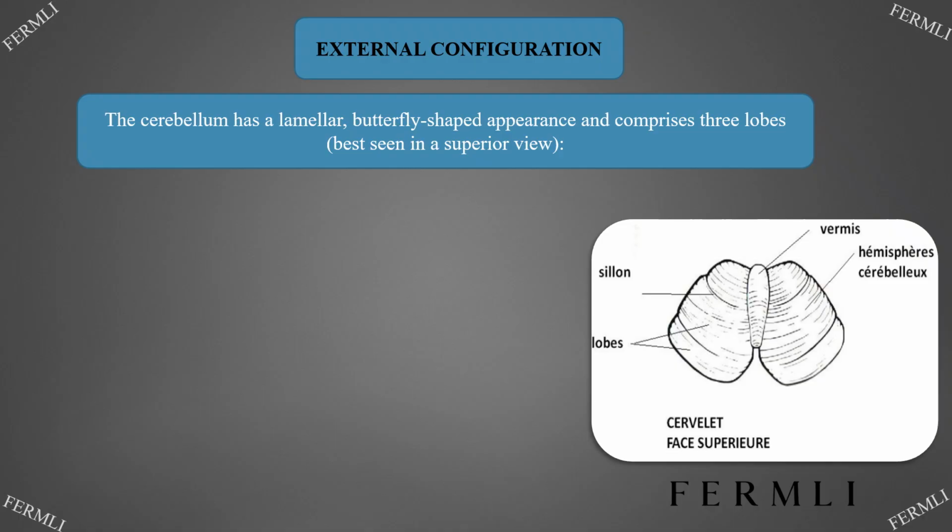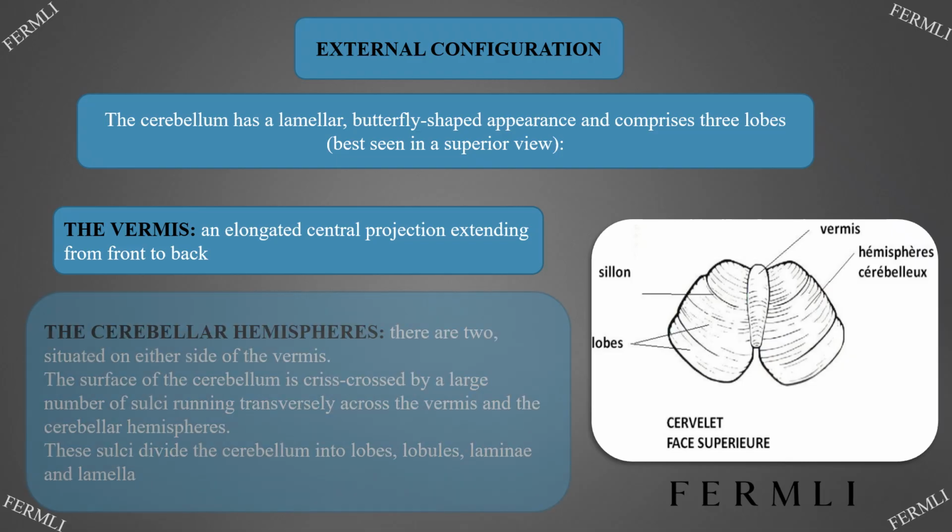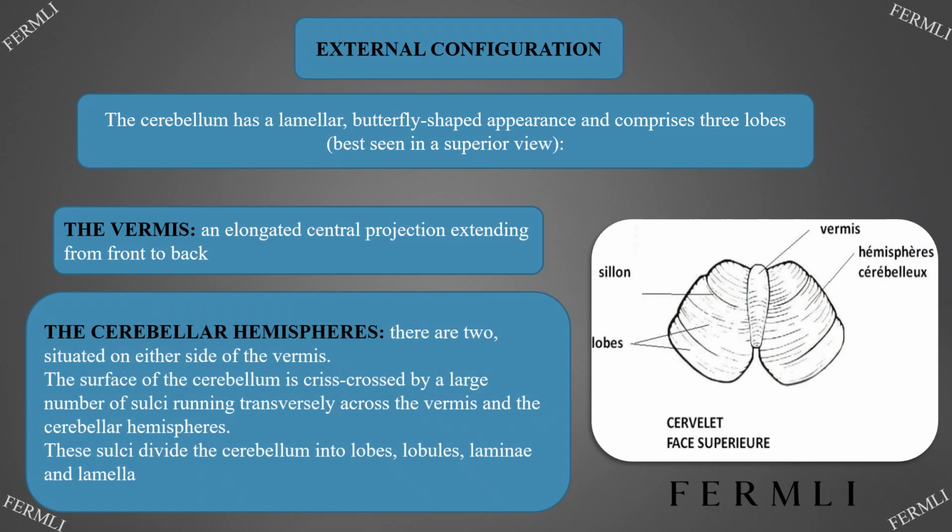External configuration. The cerebellum has a lamellar, butterfly-shaped appearance and comprises three lobes, best seen in a superior view. The vermis, an elongated central projection extending from front to back. The cerebellar hemispheres, of which there are two, situated on either side of the vermis. The surface of the cerebellum is crisscrossed by a large number of sulci running transversely across the vermis and the cerebellar hemispheres. These sulci divide the cerebellum into lobes, lobules, laminae, and lamellae.